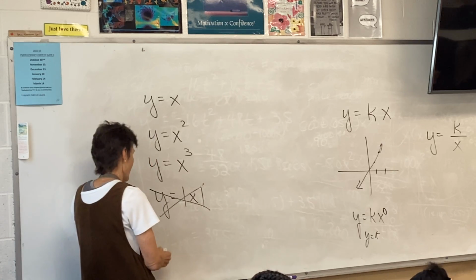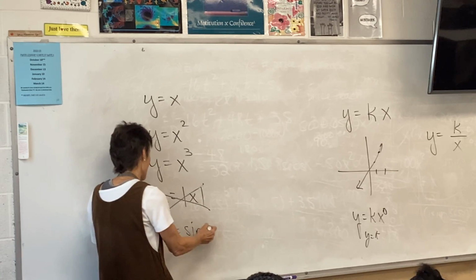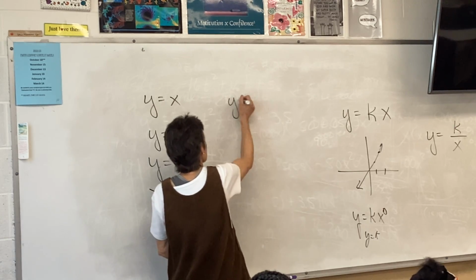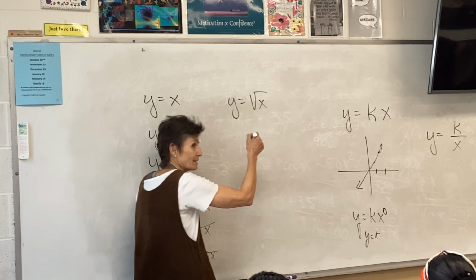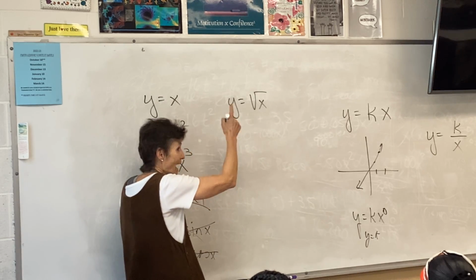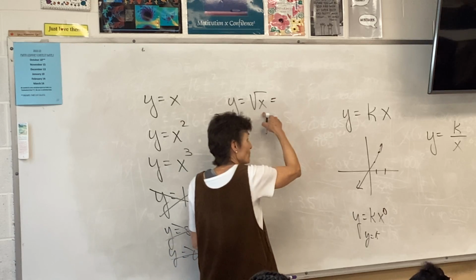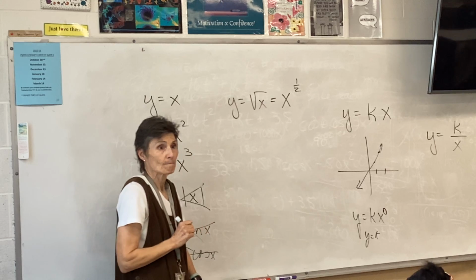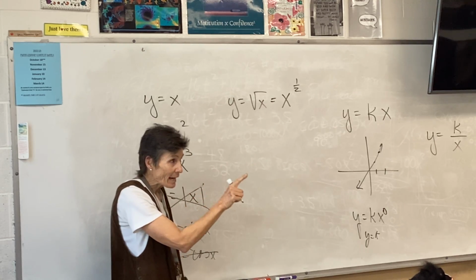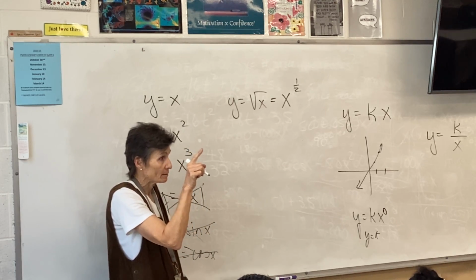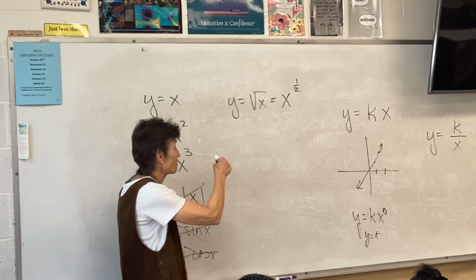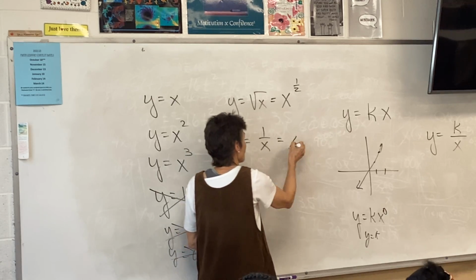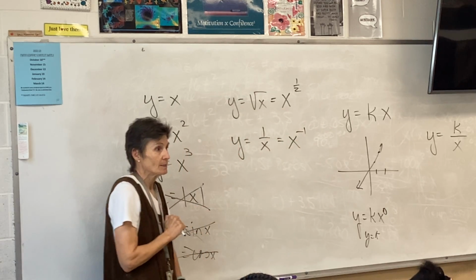I'm trying to think. Sine and cosine are not, right? How about this one? This is a tricky one. You got to think back to last year. That is because the square root of x is x to the 1/2 power. A radical is a fractional exponent. So that one is a power function. And actually, so is this, because 1 over x is x to the -1st.